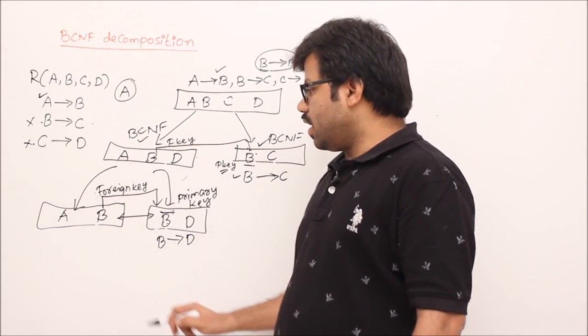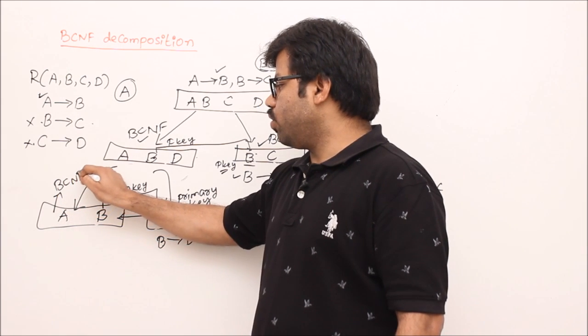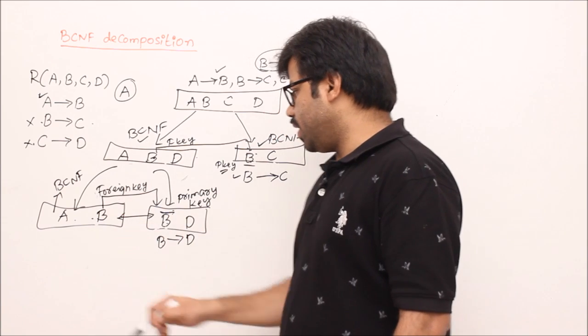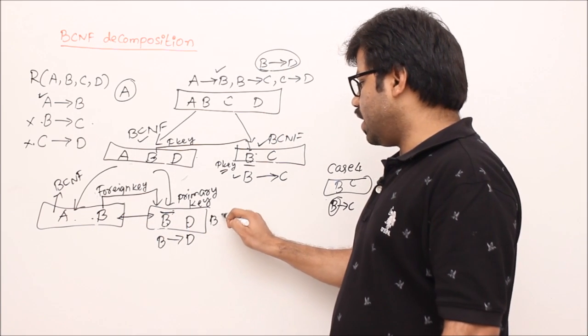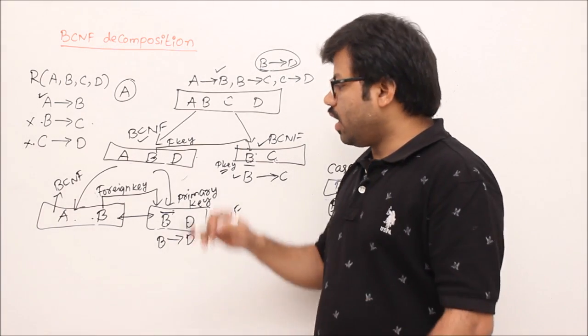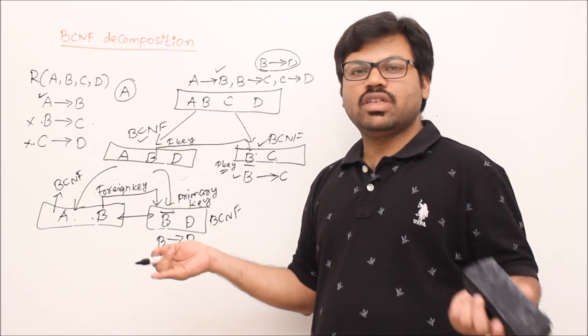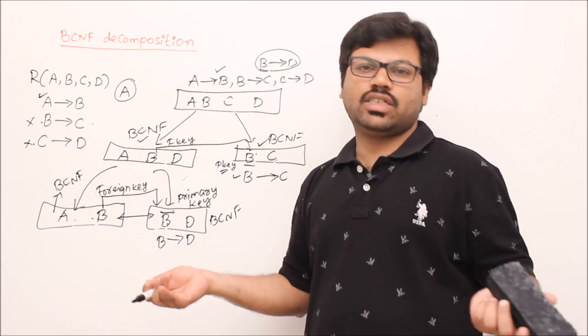Now one surprising thing, AB is a table which is already in BCNF. Why? Whenever your table contains two attributes, that is in BCNF. Sir, what if I have three attributes and that table is not in BCNF? Then again you recursively divide.